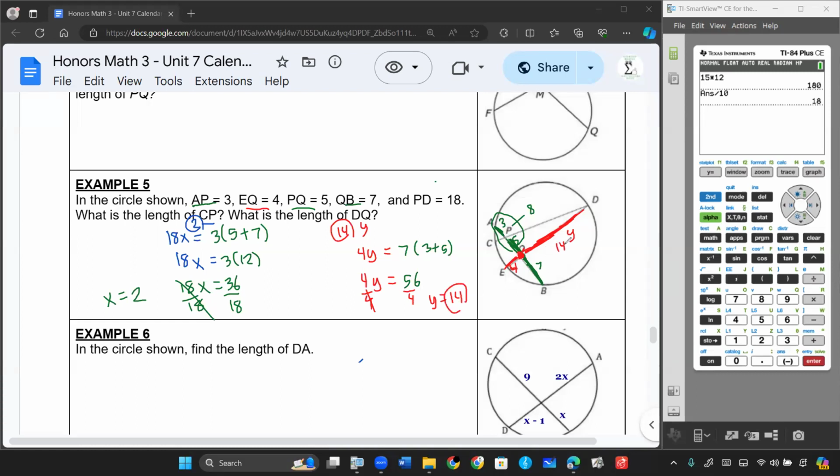So there you have it. And just to double check to make sure that that works, if you multiply the 4 and the 14, you get 56. If you multiply the 7 and the 3 plus 5, you can always go back and verify that the product along this chord with that Q cutoff point is equal to the product along that.